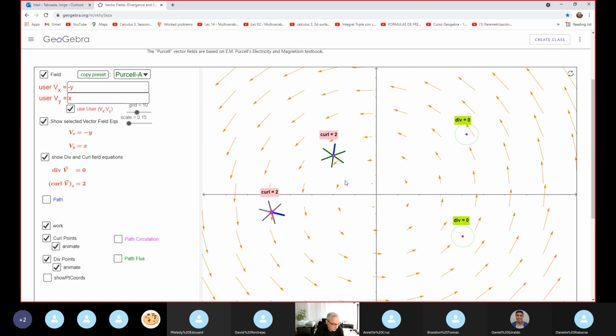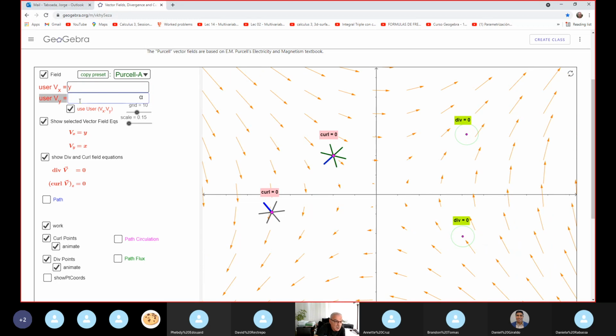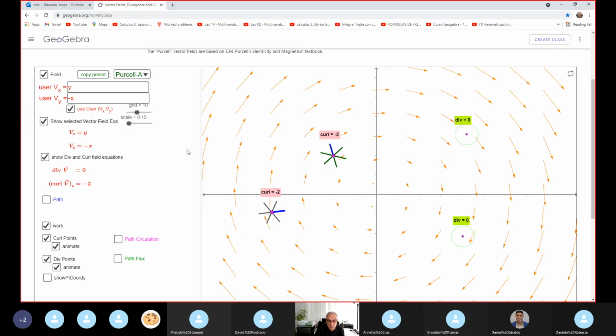Now, I change example 4 a little bit. Example 4 is negative x, no y. So I change it a little: y is now positive, and this is negative x. I press enter. A similar idea. Divergence 0. Look at that. However, the curl is negative 2. At any point here, the vector field rotates clockwise. Negative is clockwise. Positive is counterclockwise.